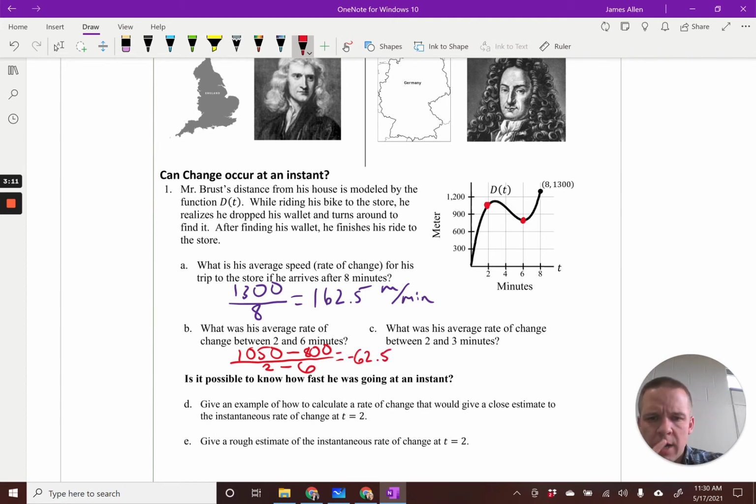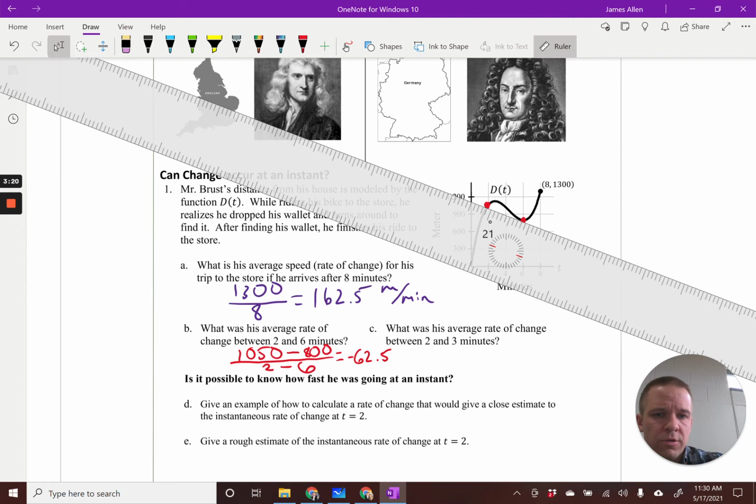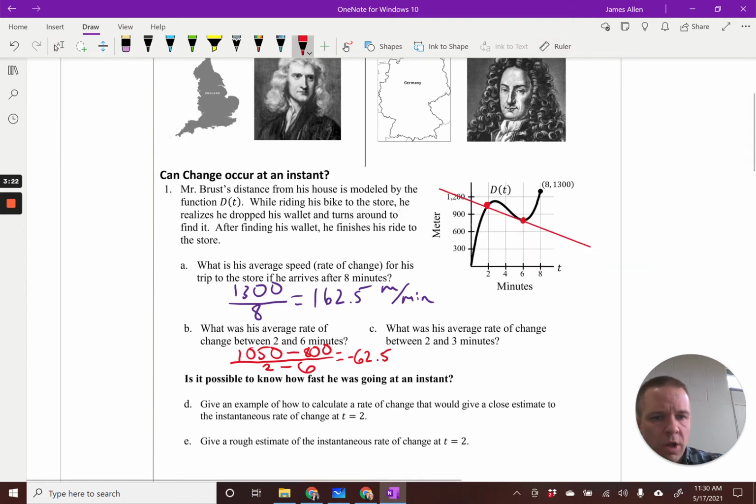So this one, we get a negative 62.5. He is backtracking overall in this stretch. If we were to connect these two, we do see a negative slope for our line, right? Okay, cool.